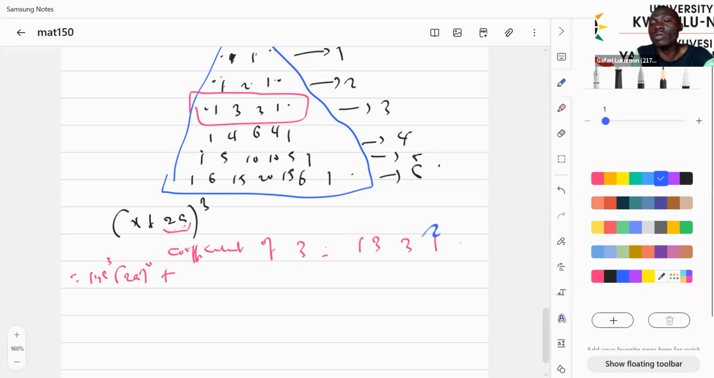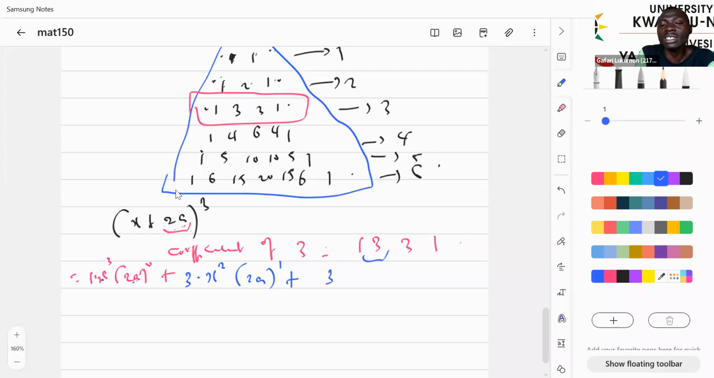Plus, then you take the second coefficient. The second coefficient is 3. 3 times, then this one will be reducing and this one will be increasing: x squared, 2a raised to power 1. Then plus, what is the next coefficient? That is 3. This one will be reducing, the power will now reduce to 2, and this one will be increasing to 2 as well. I hope you understand. Then plus 1 times, this one will be increasing, x raised to power 3, this one will be reducing. No, I think I made a mistake. This will be 1. This one will be reducing, this will be increasing. This will now reduce to 0, and this will now increase to 3.